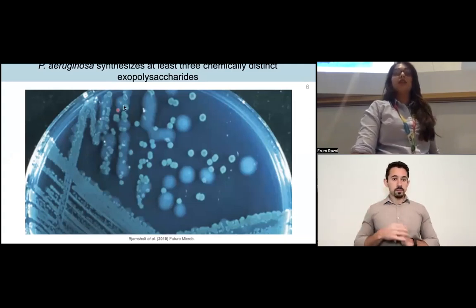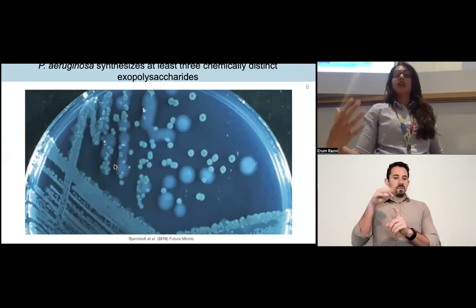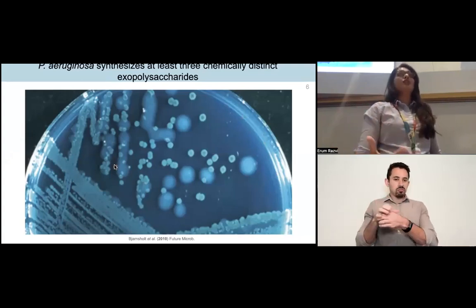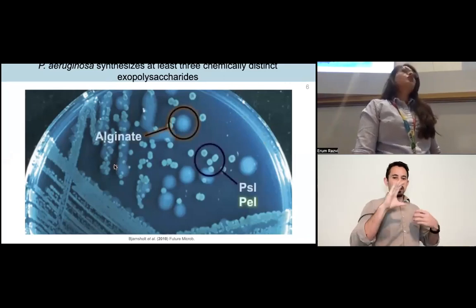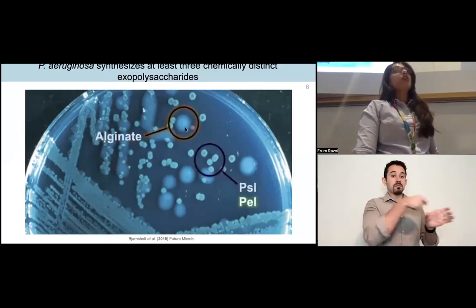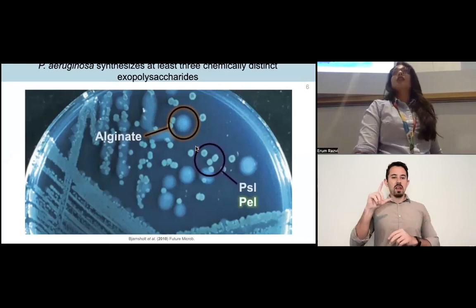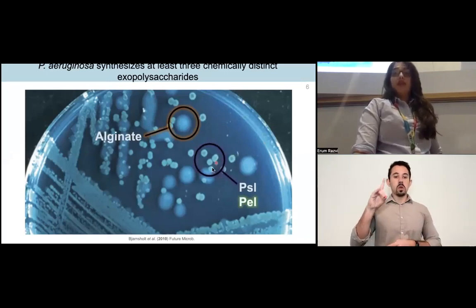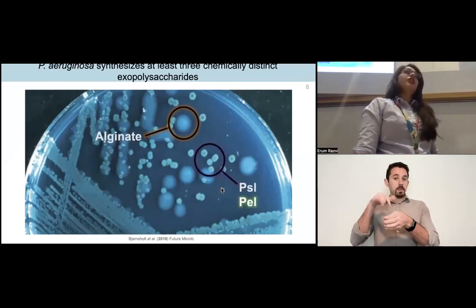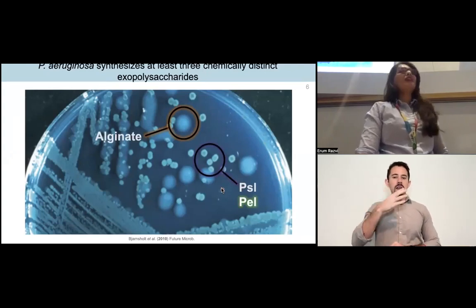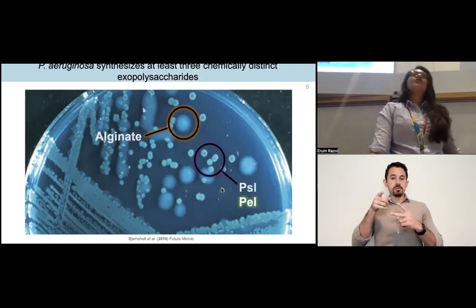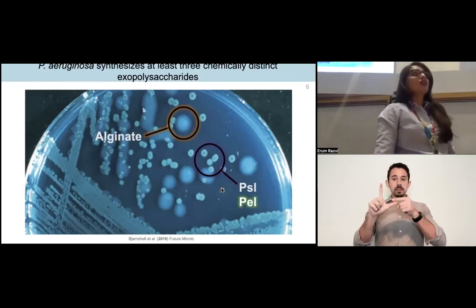Shown here is the growth of P. aeruginosa colonies from the sputum of an individual with CF and a chronic lung infection. There are 2 colony types: mucoid colonies producing the exopolysaccharide alginate, and wrinkly colony variants, which are producing the PSL and PEL exopolysaccharides. So the focus of my work is on the PEL exopolysaccharide.